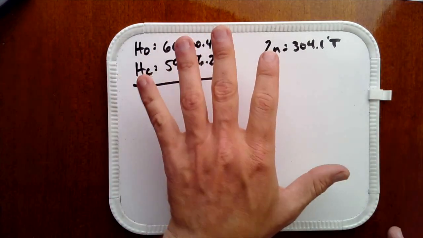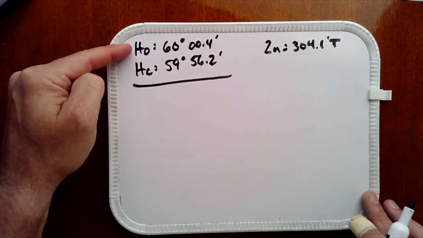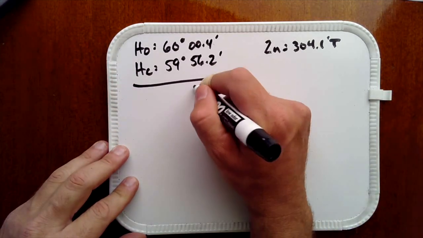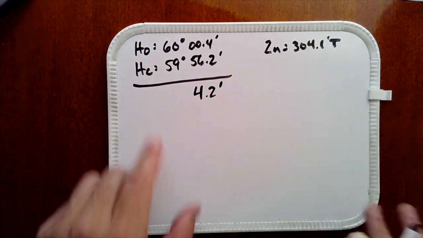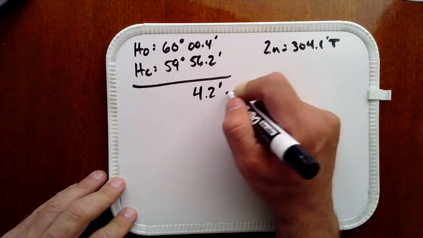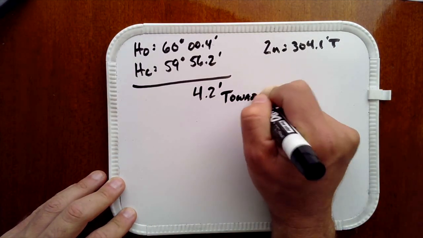So for step number 5, we've got our height observed from step number 1, our height computed from step number 4, and the difference is going to be 4.2 minutes. Since the height observed is more, we're towards. So we're going to plot towards the GP.